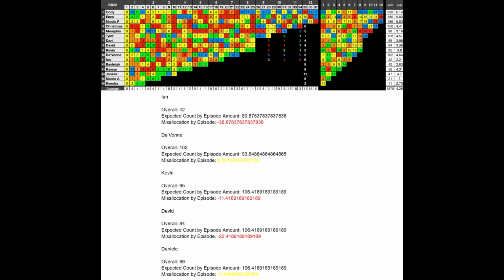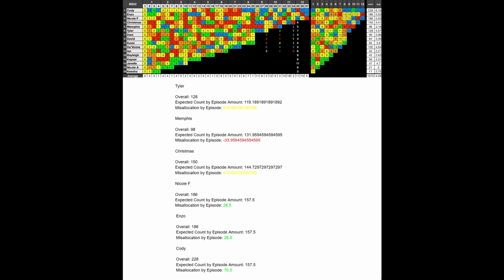negative 7.41 misallocation amount. And I think this is the first season where she also was perfectly distributed, or at least in that range, compared to being overly distributed. So Tyler got 128 diary rooms, and his expected count by episode amount is 119.18, causing for an 8.81 misallocation by episode amount. So he was close to being over distributed, but he's still in the evenly distributed range, which is definitely a huge contrast compared to how he was on his prior season.